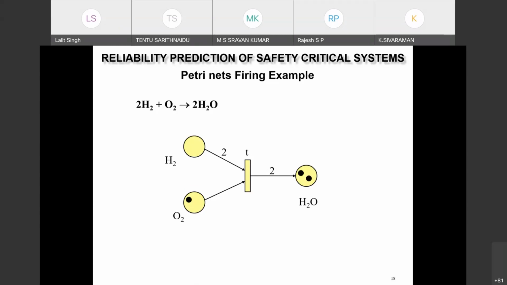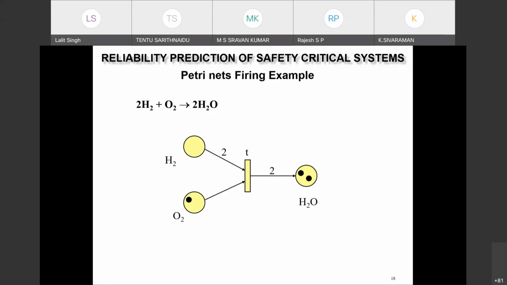And now, if you see this figure, this transition is in a dead state. Now it cannot be enabled because the input place hydrogen does not contain a sufficient number of tokens. So it means it only contains two states. So it also helps in identification of the number of states that are possible in your system.